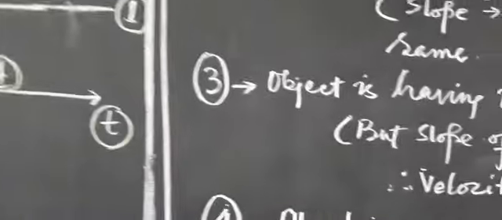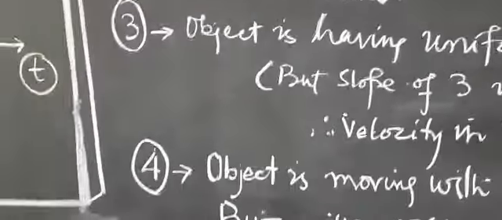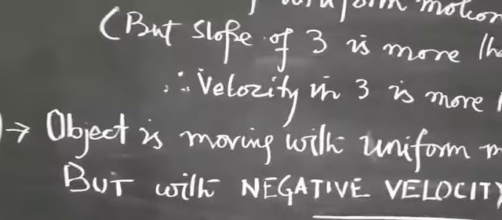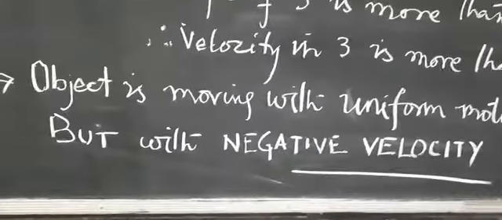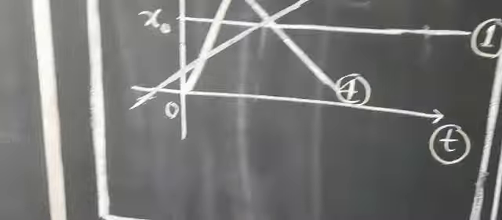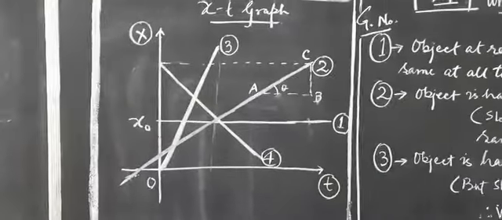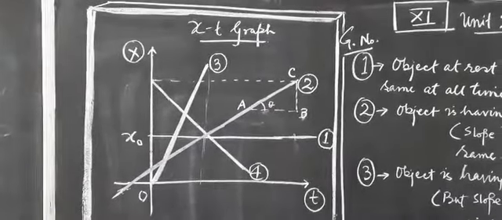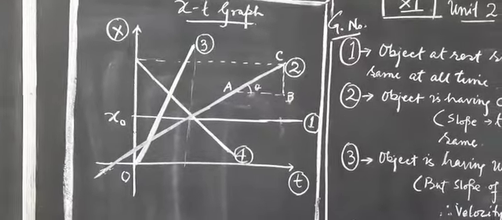So you have to write in the exam and in the copy that the object is moving with a uniform motion with negative velocity. Okay? So this is the concept of the graph you have to remember. This is the higher or second level of understanding.